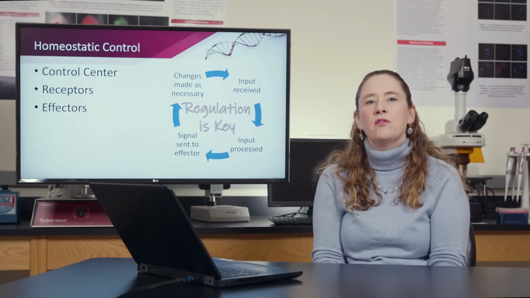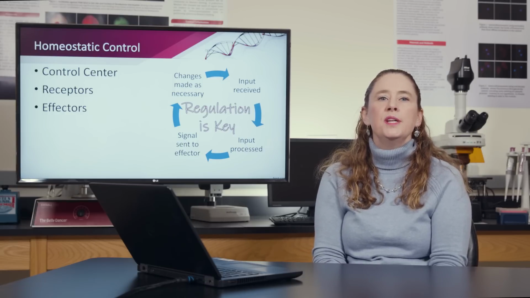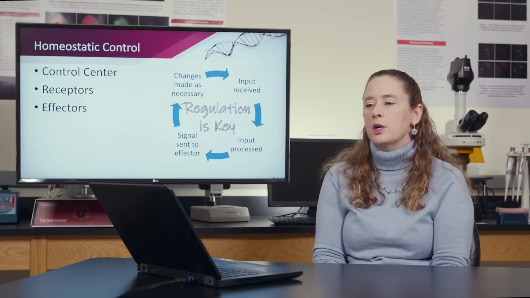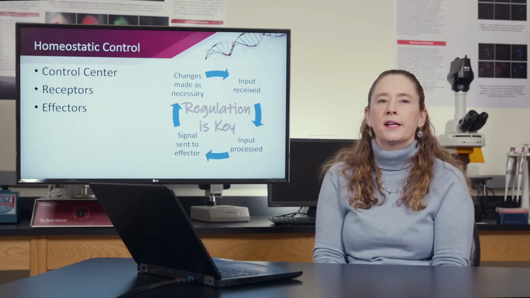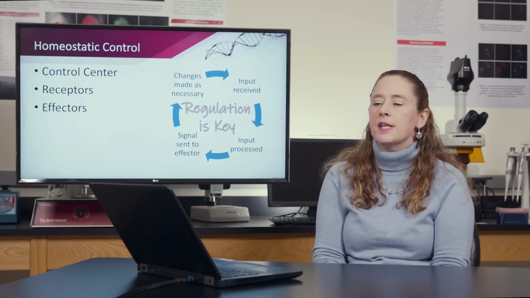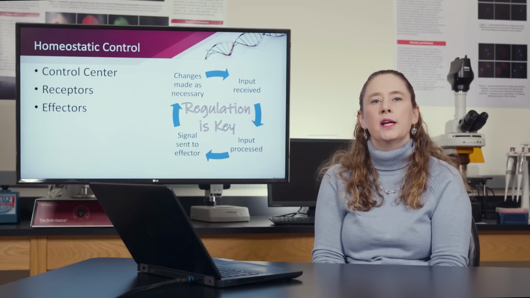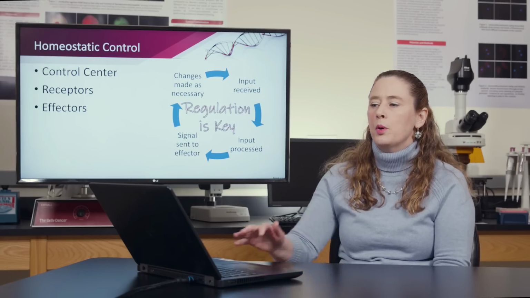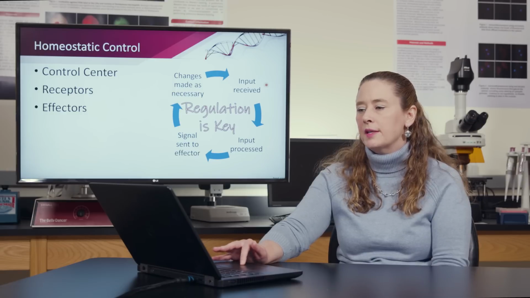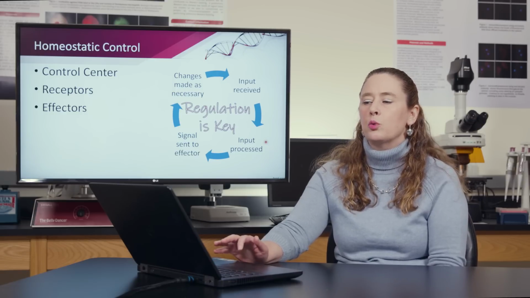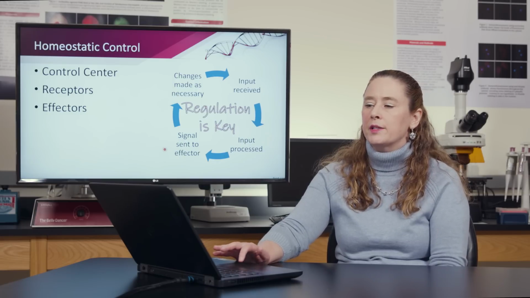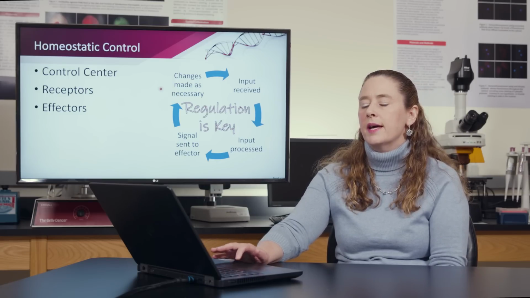In order to have homeostatic control, you need some minimum components to your system. You need a control center, you need receptors that can give input to the control center, and then you need effectors that can make the changes necessary in the organism. So you need to have a place where input is received and processed, and that would be in the control center, and then the control center will send a signal to your effector, and changes will be made as necessary.